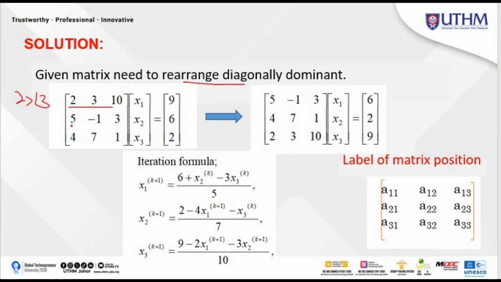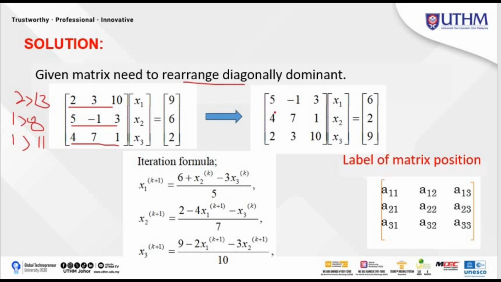Then you look at the second row. This one is 1, which is not more than 8. This one also is not diagonally dominant. Look at row number 3. This one is 1 over 11. So this one also is not diagonally dominant. So you need to arrange it and make sure that the rows are diagonally dominant.